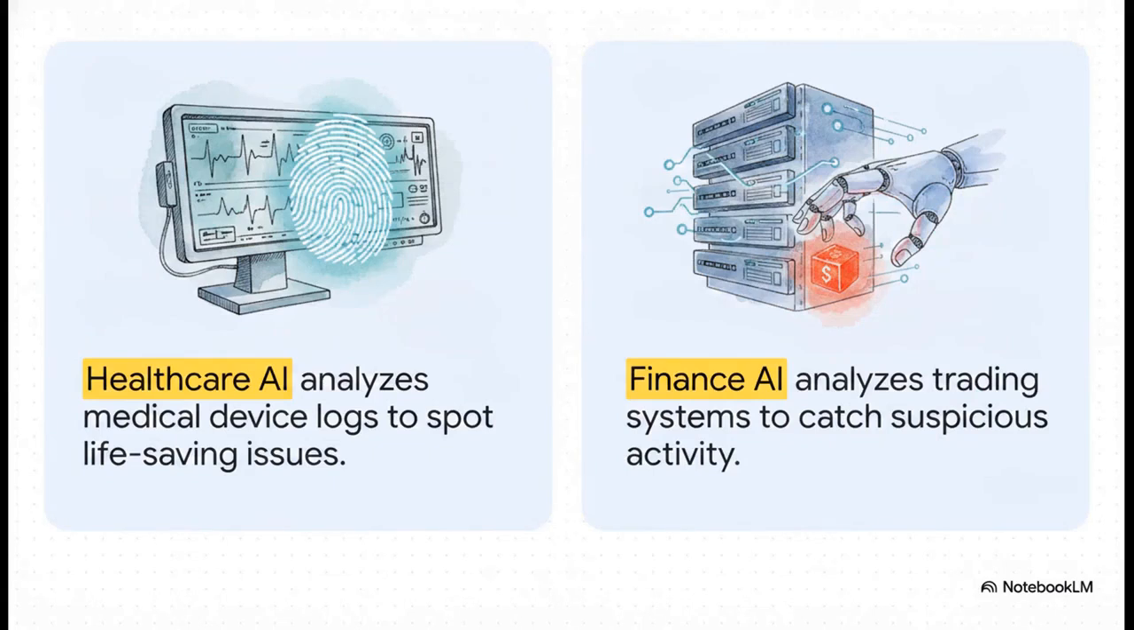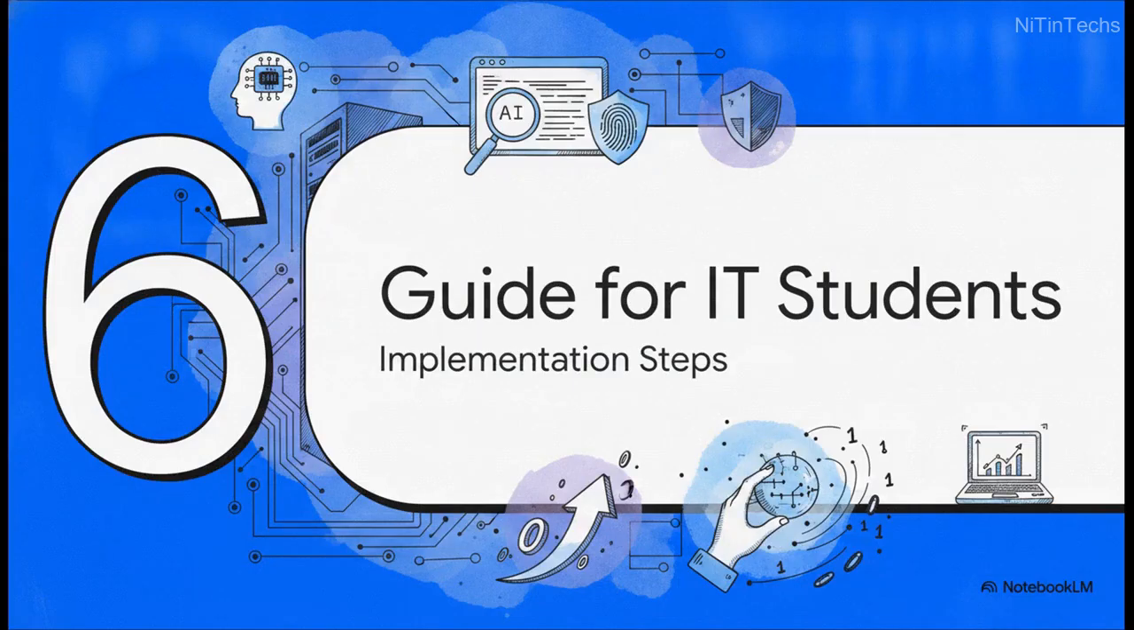Take healthcare, for example. We're analyzing medical device logs to identify life-saving potential issues. If a ventilator or heart monitor starts throwing subtle, uncharacteristic error codes, the system spots that fingerprint and alerts the staff long before the device critically fails. It is literally life-saving technology. Then over in finance, it's analyzing trading systems to instantly catch suspicious activity. It identifies the exact fingerprint of fraud and freezes those malicious transactions before the money is even gone. Pretty amazing, right? Finally, Section 6, a guide for IT students.